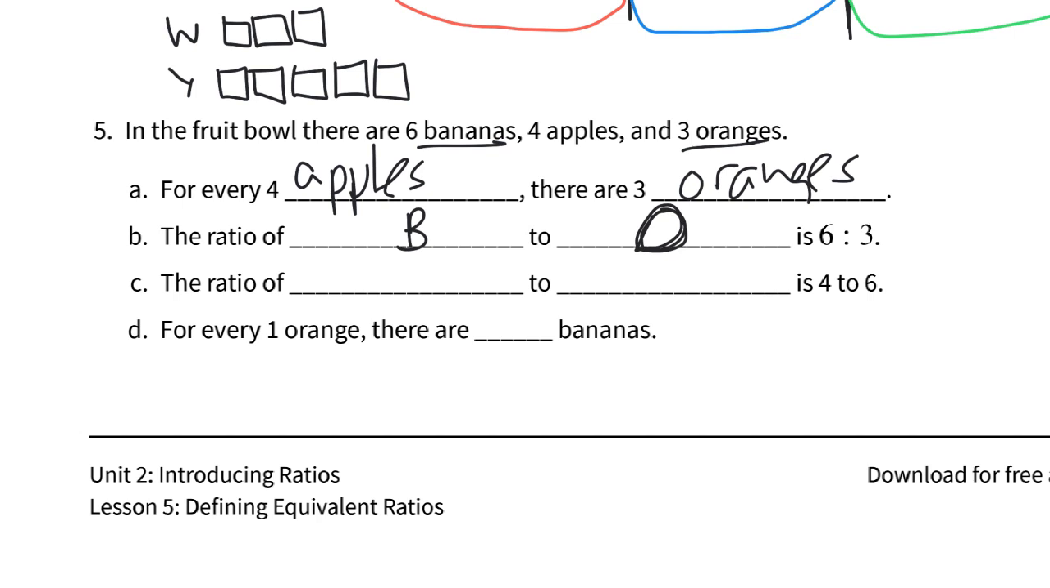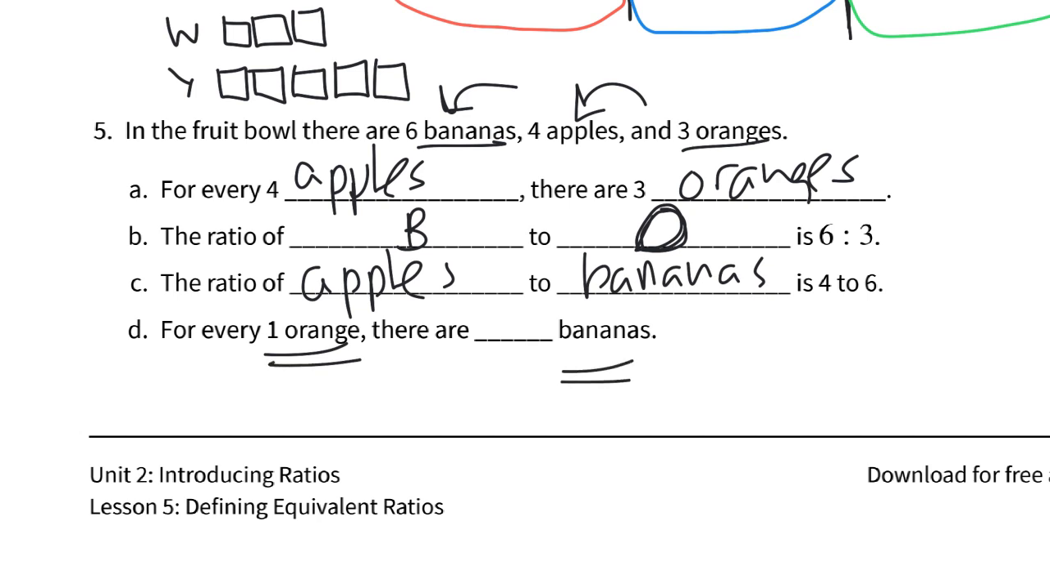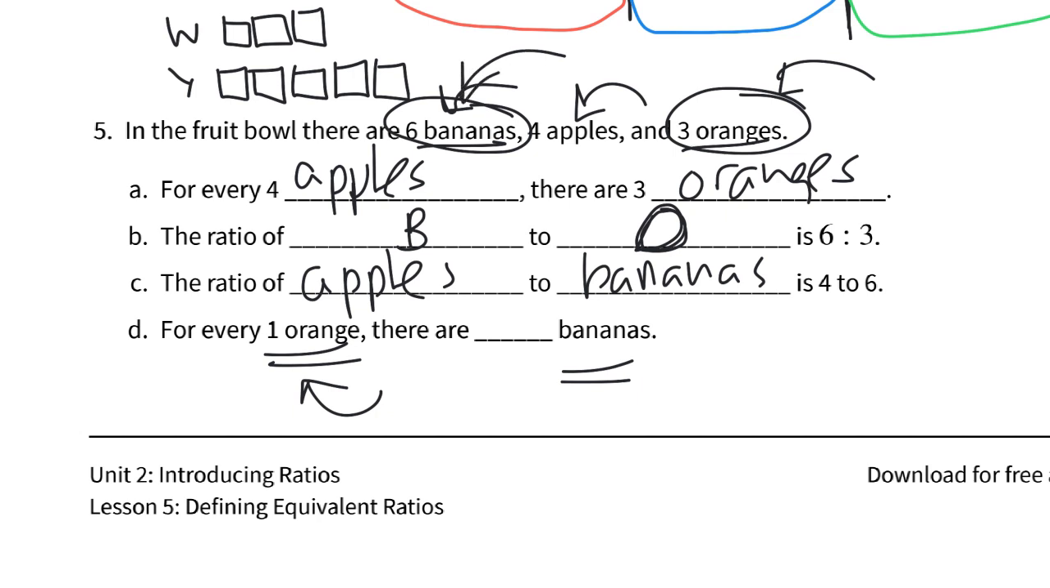And the ratio of blank to blank is 4 to 6. Well, here's our 4, here's our 6. So the ratio of apples to bananas is 4 to 6. And then for every 1 orange, there are how many bananas? Well, there's 3 oranges, 6 bananas. So if you take those 3 oranges, divide by 3, you get 1 orange. So you're going to take these 6 bananas, divide by 3, you get 2 bananas.